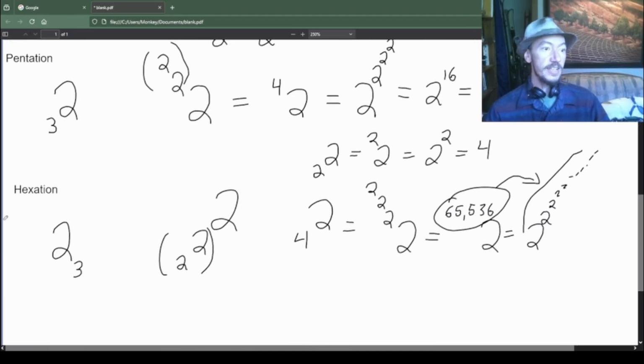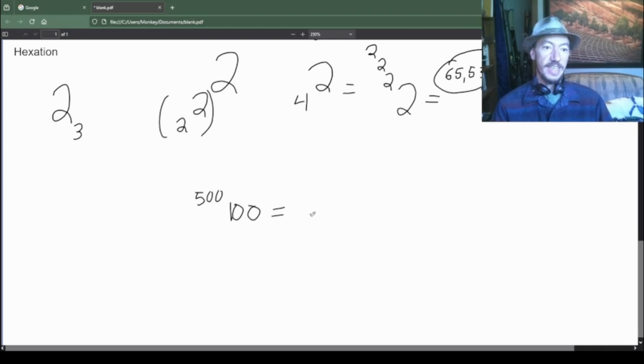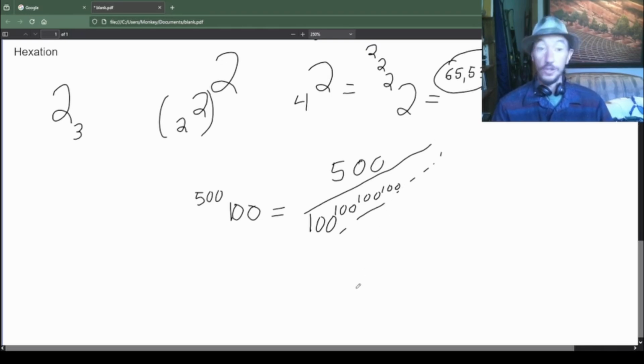Now you'll notice that I used really small numbers here so that we could actually try to make sense of pentation and hexation. But notice how big these numbers would get. For example, just trying to even tetrate something like 100 tetrated to 500. Just imagine how big this number actually is. This is 100 raised to the 100th power, raised to the 100th power, raised to the 100th power in a tower that is 500 hundreds tall.